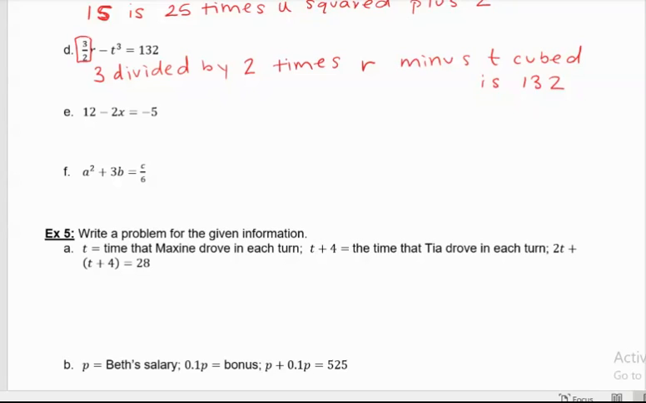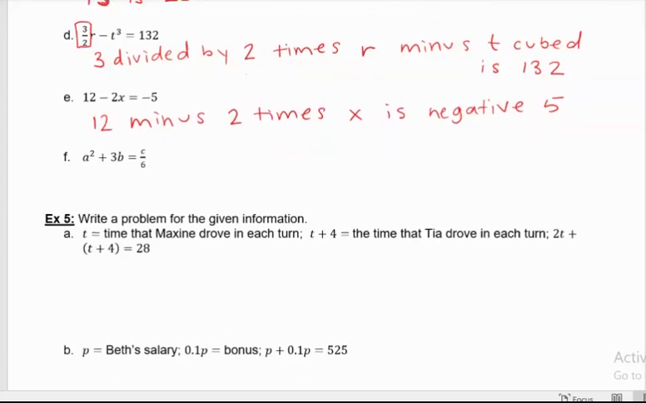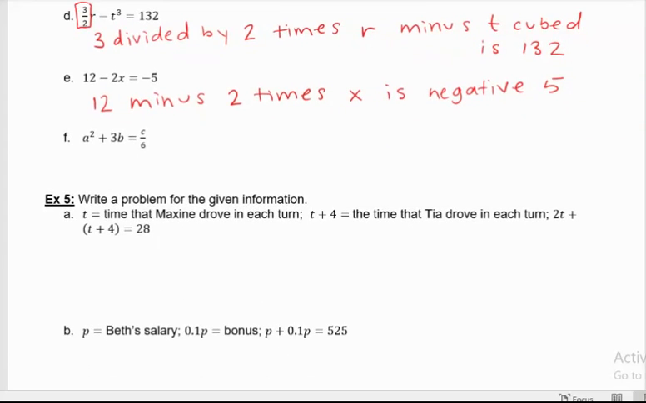Both of those work. For E, I have 12 minus 2 times x is negative 5. You could also say equals negative 5. Make sure you write out the negative part. Don't just put a negative in front of the 5.